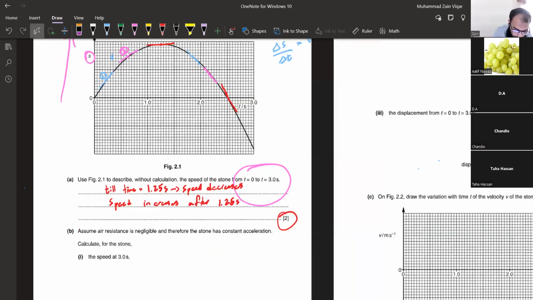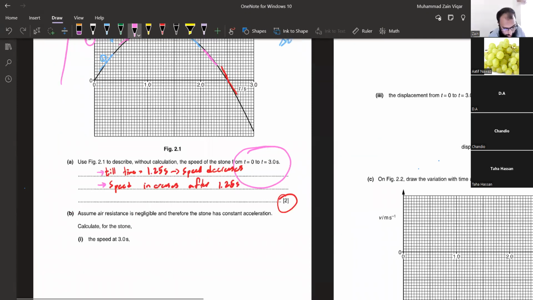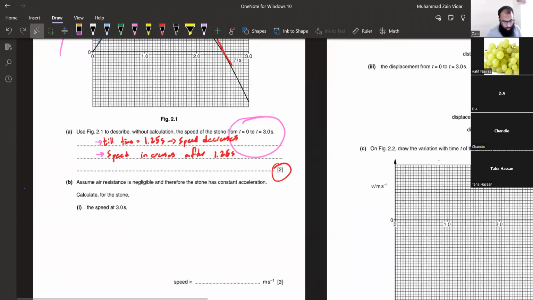And always remember, depending on the marks of the question, you need to write key points accordingly. So that's how they mark you. Okay, so let's move on. We've talked too much on this part.